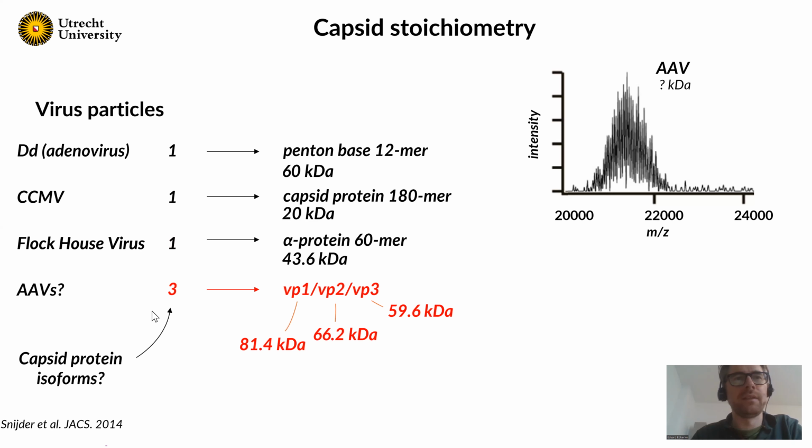However, for AAVs, it's different. The capsid consists of 3 different proteins with different sizes. So we have VP1, VP2, VP3, and all of them have a different size. So VP1 is about 82 kilodaltons, VP2 66, and VP3 around 60 kilodaltons. And a capsid contains 60 capsid proteins in total, and it can be a mixture of VP1, VP2, VP3.